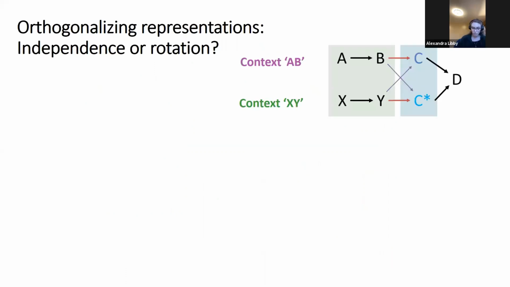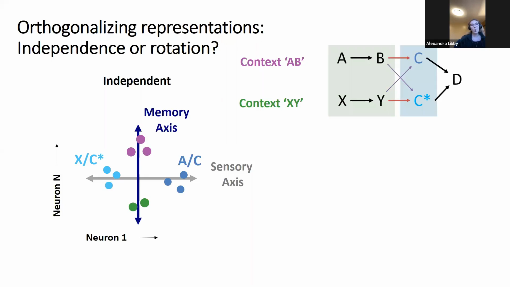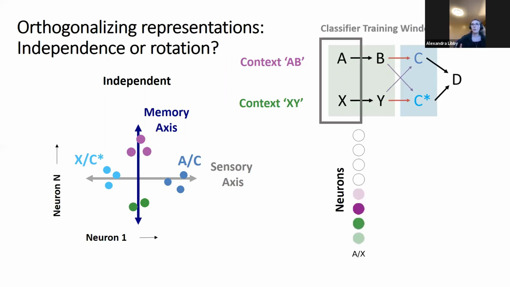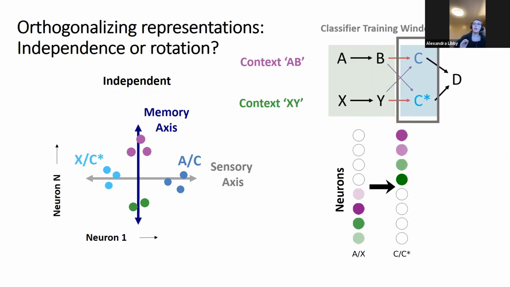Okay, so I'm going to go into mechanisms of orthogonalization. We did a bit more work on this, but I want to give a general overview, and then if there are more questions, I'm happy to talk more about it. So the first obvious way to separate representations between the sensory and the memory period is independence, or just different sets of neurons represent the AX information during the sensory period. So we have some set of neurons representing AX during the sensory period, and then a completely different set of neurons representing that information during the memory period, or the C/C prime period.